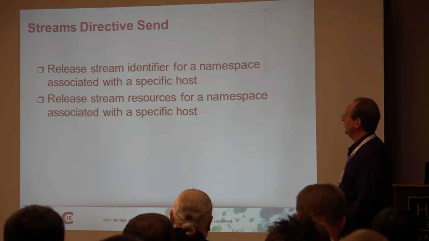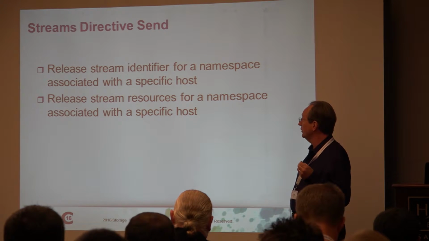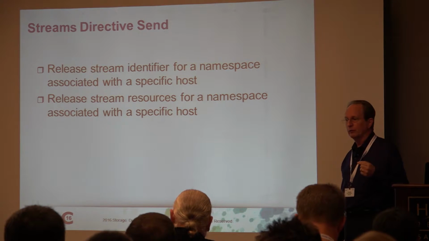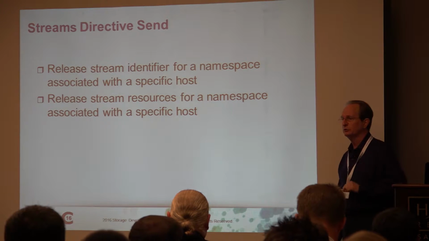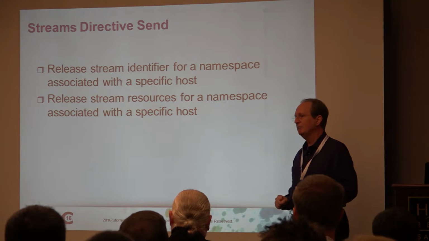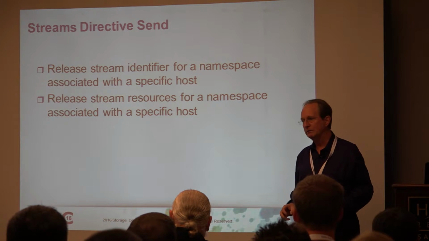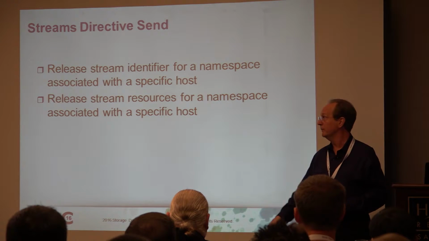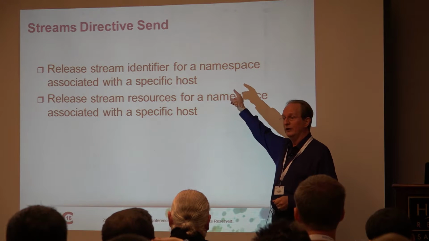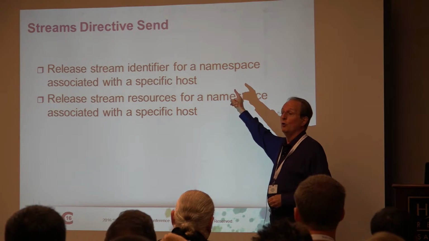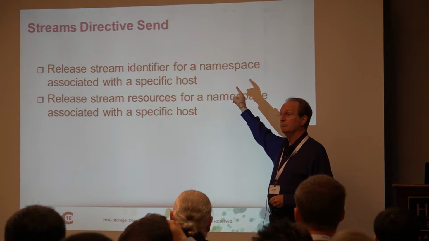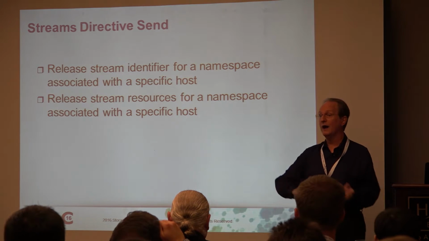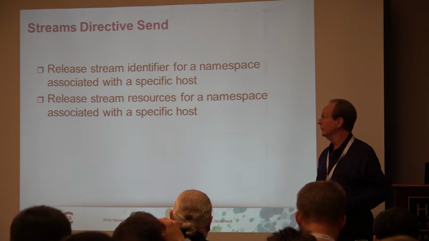Okay. Then the stream directive send. Again, there are two operations here. One of them is to release a stream identifier. A little bit later I'll get into implicit and explicit release of this. But what this does is it says, if I've been using stream identifier 55, and I know that I'm done writing to that particular stream identifier and I don't ever intend to do it again, I can send down a command to tell the SSD, I'm never going to use 55 again, or if I do use 55 again, it means something different. So please forget what you were previously doing with 55, and if I write to that again, it's something new and different.